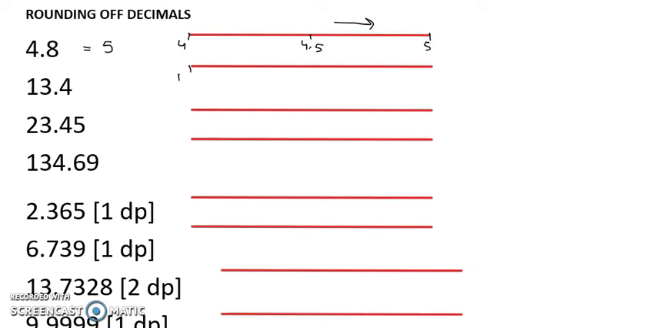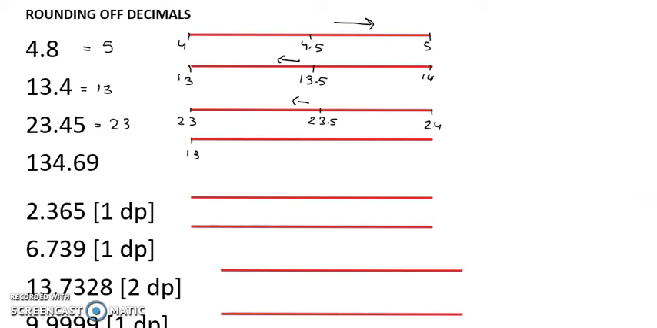13.4, I'll mark 13 and 14, and my halfway is 13.5. The number is lesser than the halfway, so it will remain 13. 23.45, so either it will be 23 or it will be 24. Halfway will be 23.5. The number is lesser than 23.5, so that makes it 23.